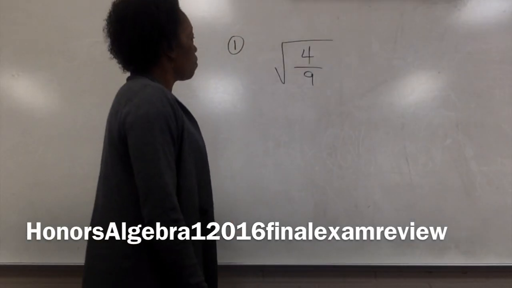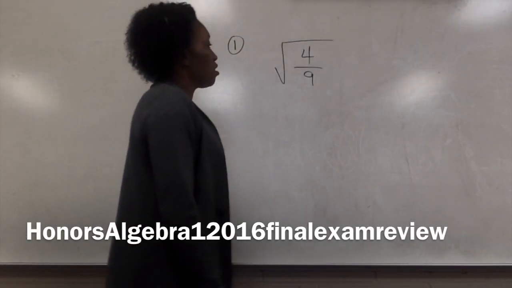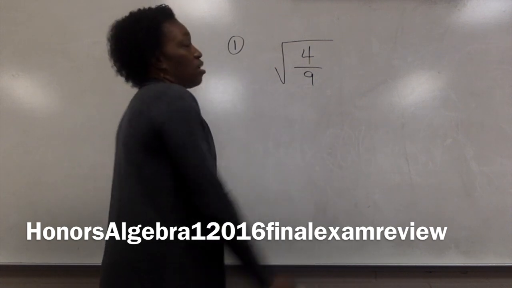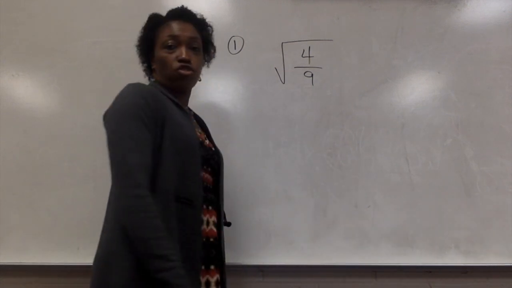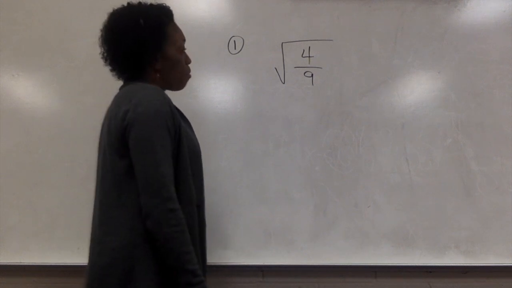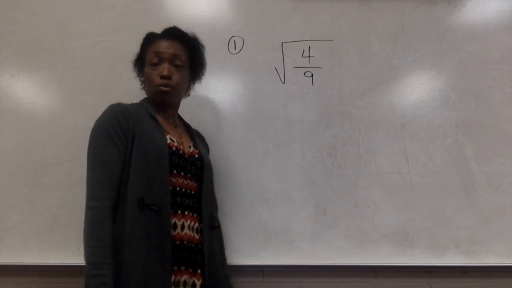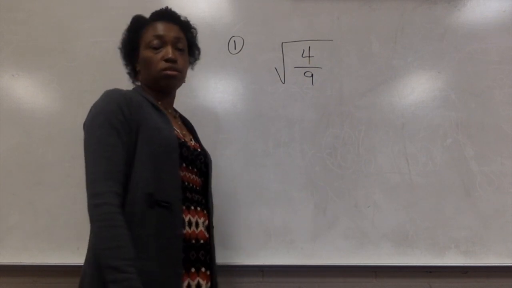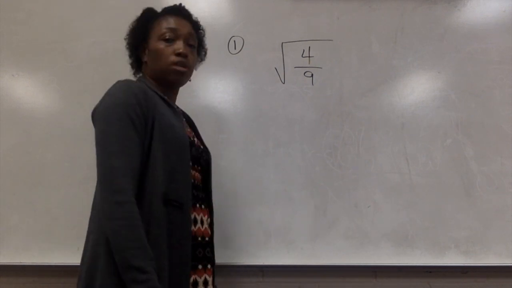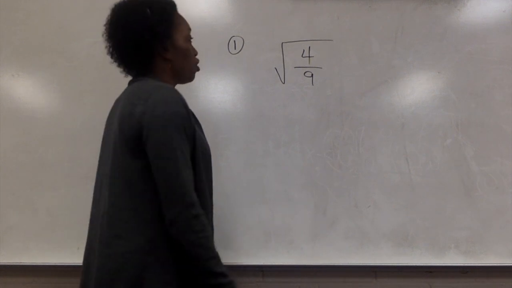So in this problem, you're being asked to tell whether this is a rational or irrational number. Now, when you look at this problem, you see that there's a square root symbol. And normally when we see a square root symbol, we think, well, it has to be irrational. But the first thing you must do is see if you can simplify this expression.